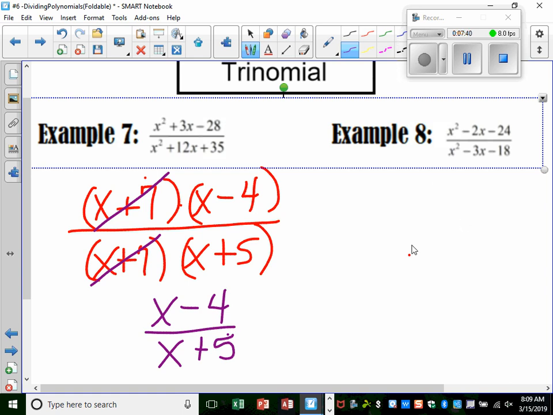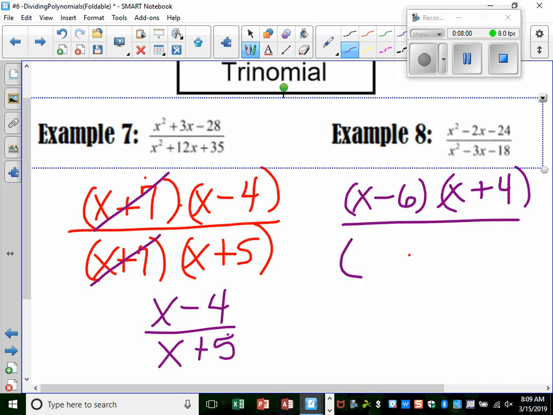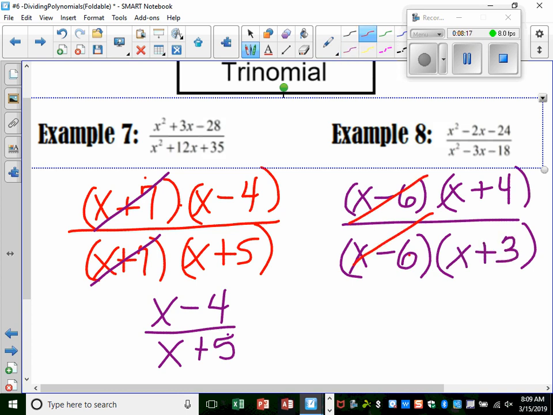All right, let's do number 8. What times what will give me negative 24, but will add up to negative 2? Okay, 6 and 4, which one needs to be negative? Which one needs to be positive? Negative 6, positive 4. All right, let's do the bottom. What times what will give me negative 18, but will add up to negative 3? Okay, negative 6 and positive what? Positive 3. Very good. So then I cross these out, and I'm left with x plus 4 over x plus 3.